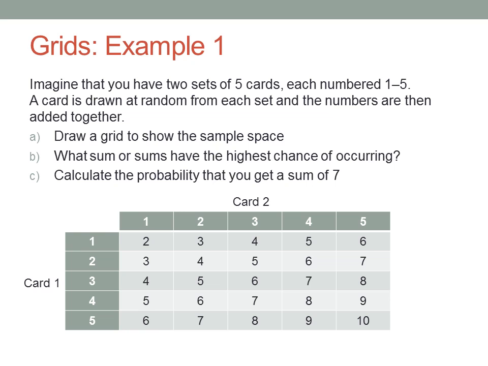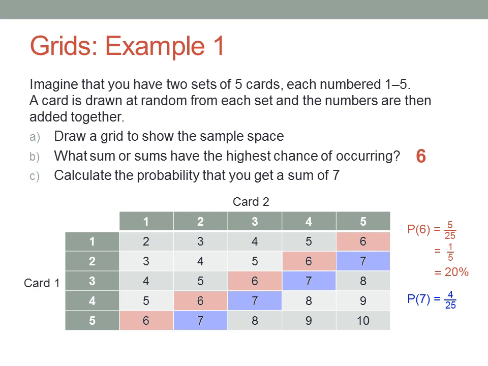Okay, what sum or sums have the highest chance of occurring? Well, which outcome appears most often in the grid? It's 6, which occurs 5 times. The theoretical probability of getting a sum of 6 is 5 out of 25, which is 1 in 5, or 20%. And the probability of getting a sum of 7? Well, 7 occurs 4 times, so it's 4 out of 25, which is a theoretical probability of 16%.